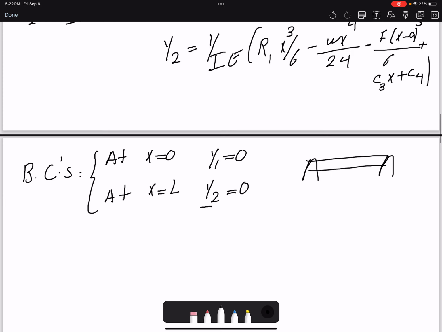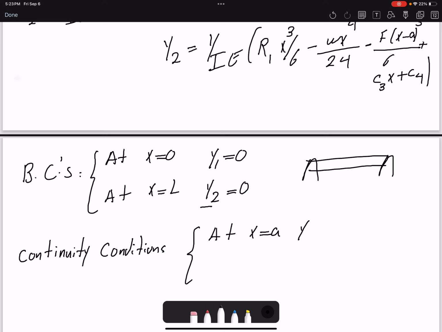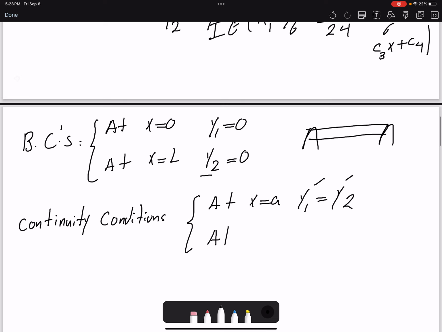That's not enough for us. We need 2 more conditions. Here we don't have boundary conditions, but we call them continuity conditions, meaning we don't have a jump when the section changes. So at x equals a, the slopes are the same regardless of whether we are using equation 1 or 2. And again, at x equals a, the deflections are the same. So now I have my 4 conditions to find the 4 integration constants, C1, C2, C3, C4.